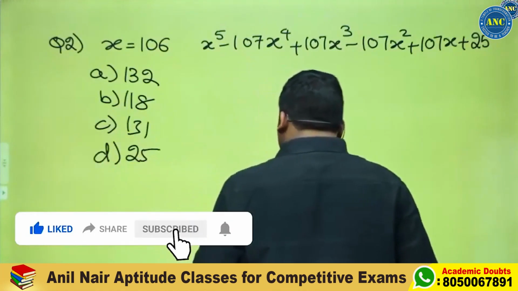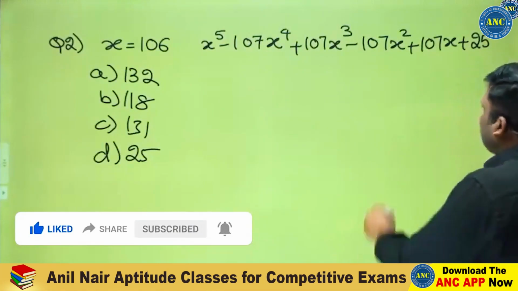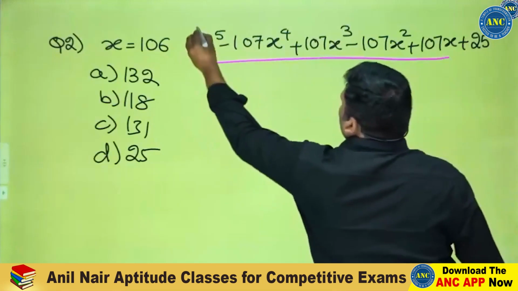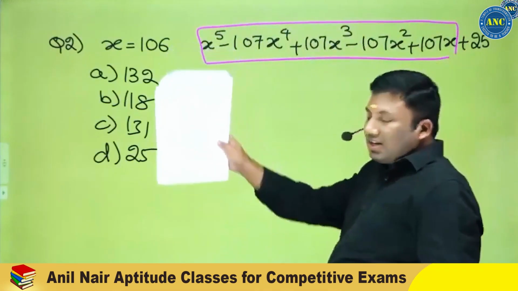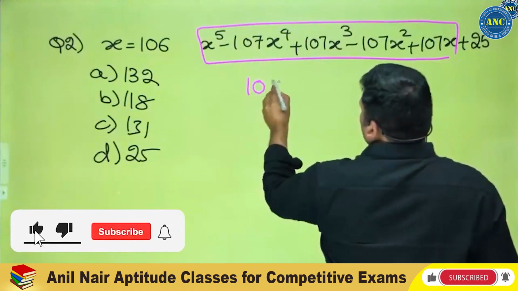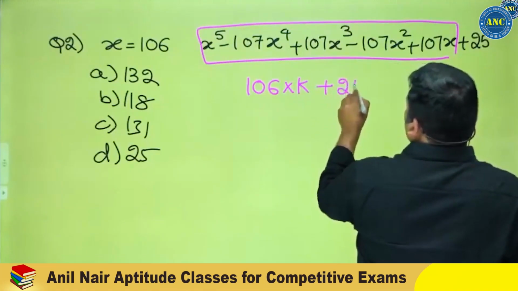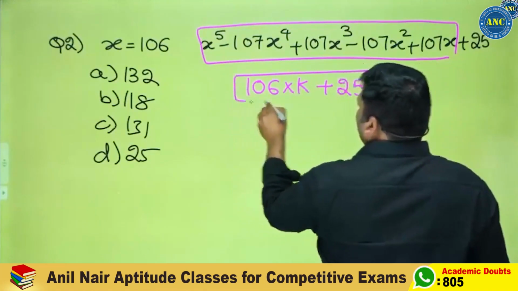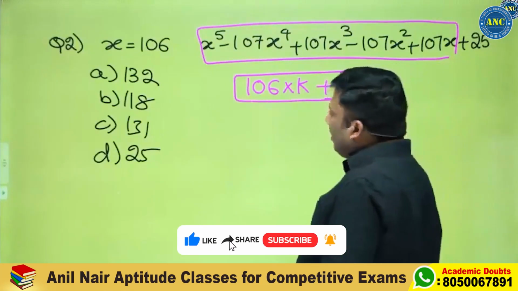No formulae, nothing. Pure observational skills. What is the first observation? From here to here, all are divisible by which term? X. What is X value? 106. From here to here, it is divisible by 106 into K, some value, plus 25. Answer when divided by 106 should give a remainder 25.